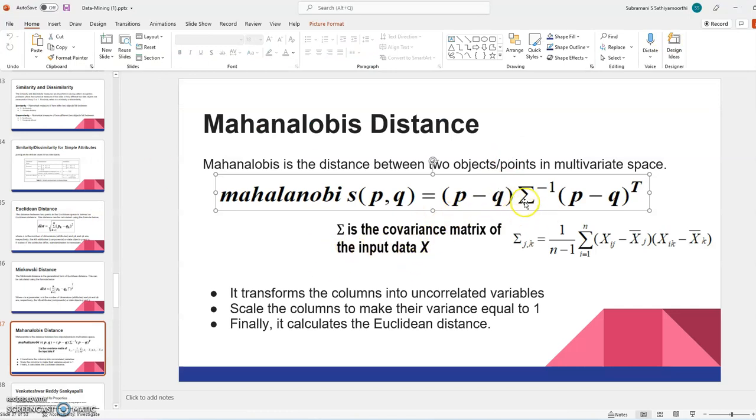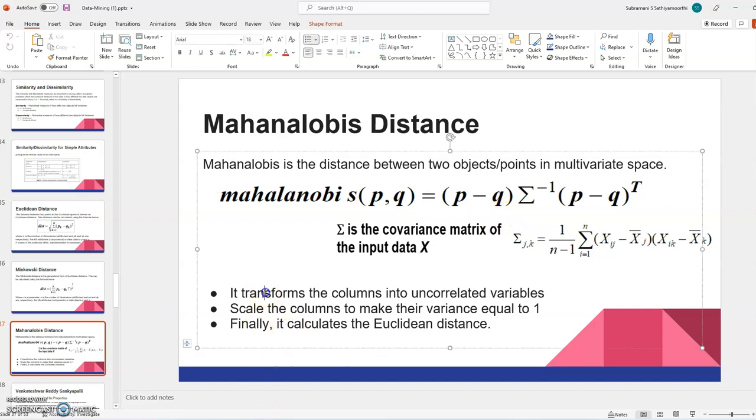And then, as you know, this one is nothing but the inverse covariance matrix of the independent variables. Where exactly is it majorly used? What exactly does it do? It transforms the columns into uncorrelated variables. That is very important, we need to make these uncorrelated variables. And the next is it scales the columns to make their variance equal to 1. What we are trying to achieve is we calculate the Euclidean distance at the end.